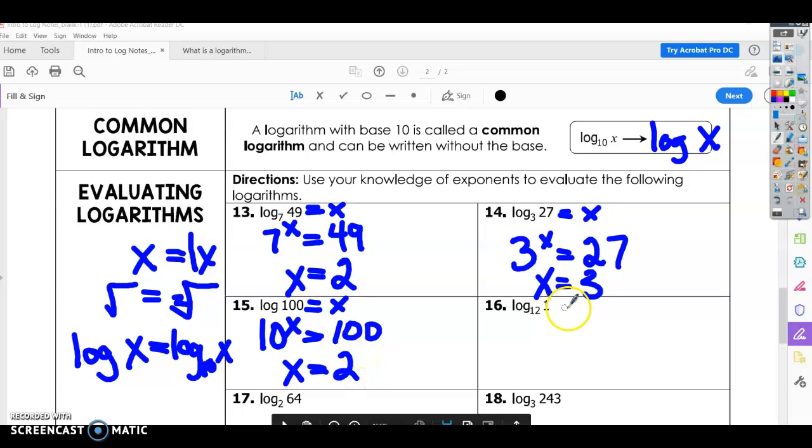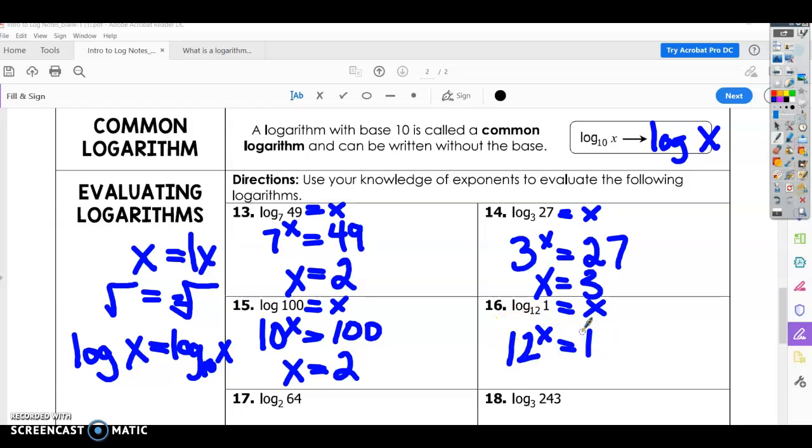All right, for number 16, we're going to have log base 12 of 1 equals x, and it's important that you get familiar with the terminology here too, like reading these: log base 12 of 1 equals x. That's the proper way to read these. And then you're going to say 12 to what power equals 1? Well, anything to the 0 power equals 1. That's properties of exponents.